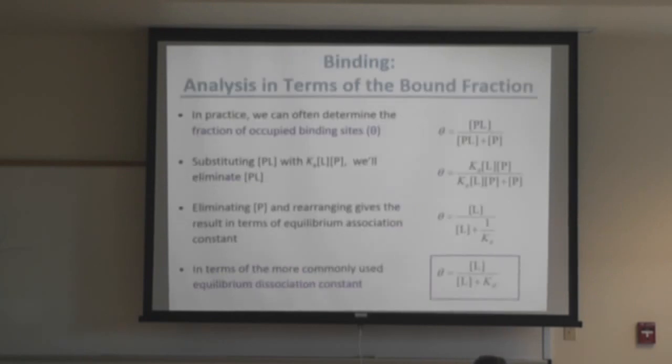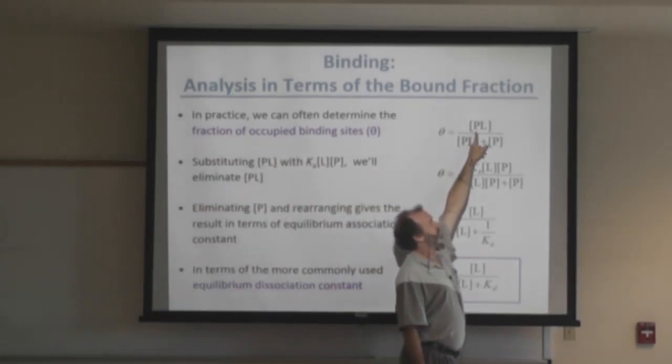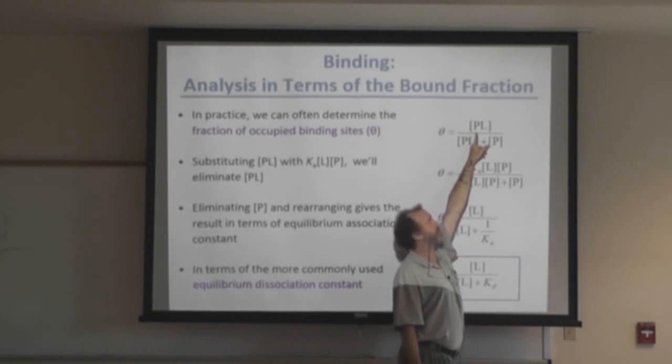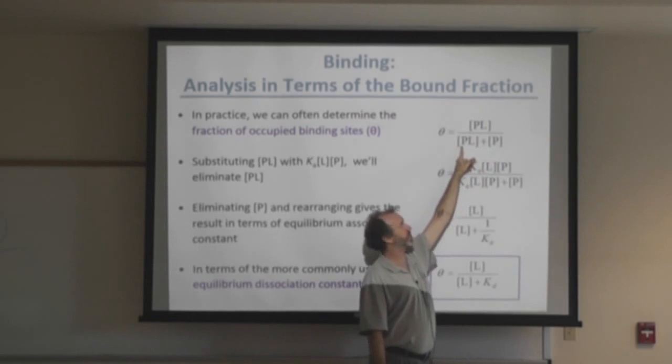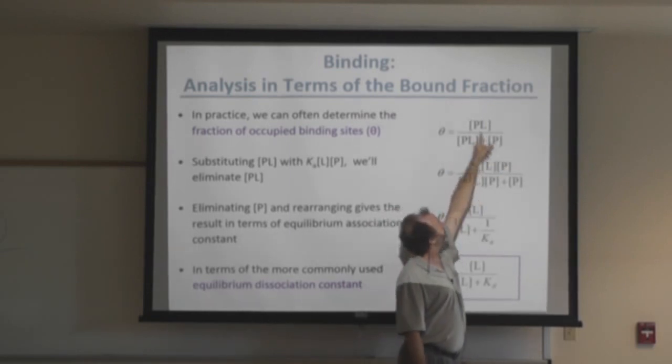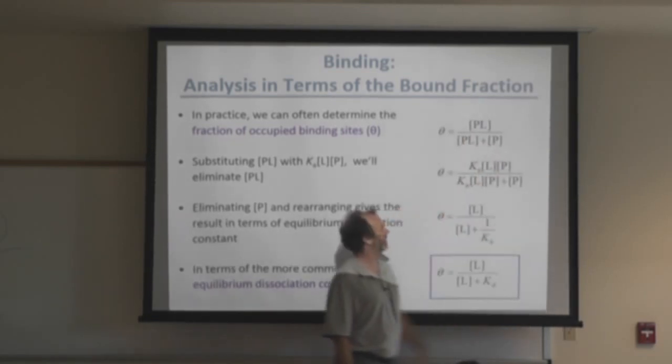And you can do analysis in terms of the bound fraction. Have you seen this equation before? So rather than saying a certain concentration is bound, you can say percent fraction is bound. So they solve it like this. The bound fraction is going to be your ligand protein concentration divided by the total amount of protein there, right? So you have your bound protein and your free protein. So the fraction that's bound is going to be the bound protein divided by the total protein, right?